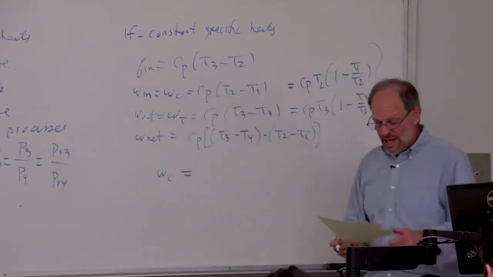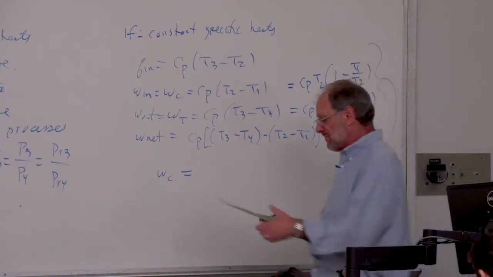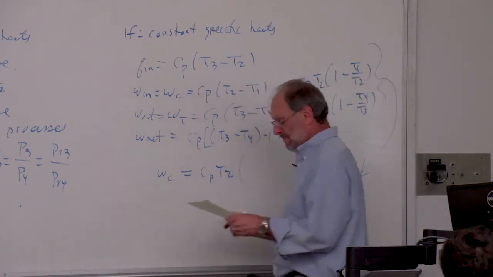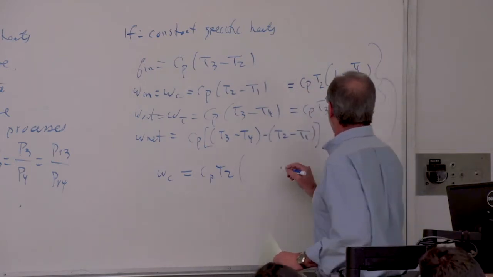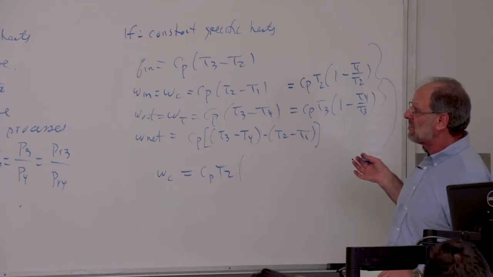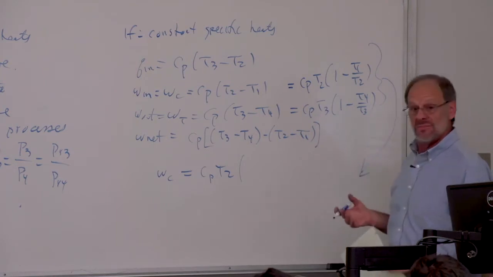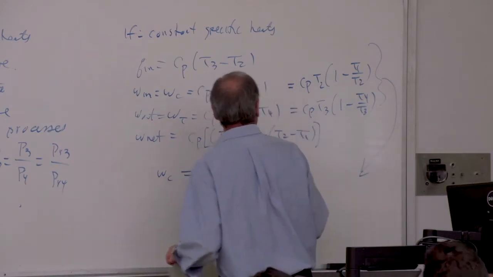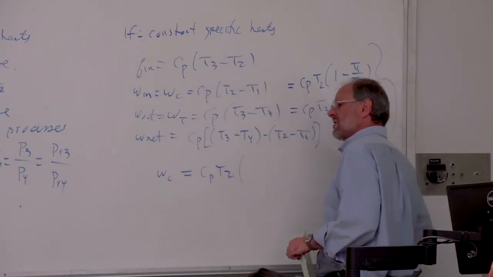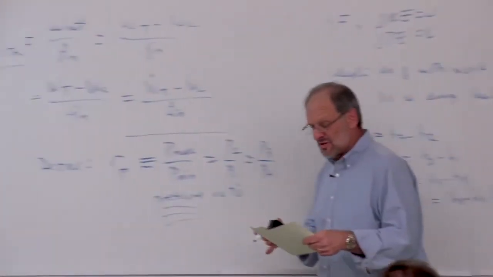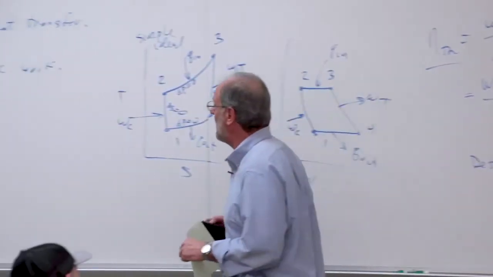All right, so we have the Cp and we have the T term. So we have Cp times T2. And now let's just note that isn't the process from 1 to 2 one of those isentropic processes? Yes, it is. And for an isentropic process, when we have an ideal gas with constant specific heats, we would note that the temperature ratio is going to equal the pressure ratio raised to the k minus 1 over k power.